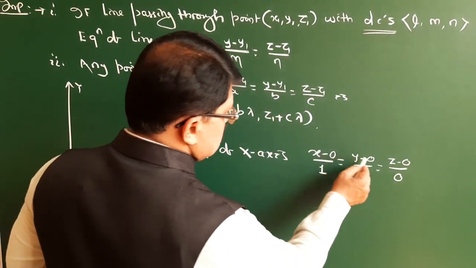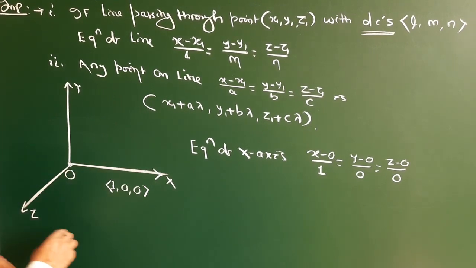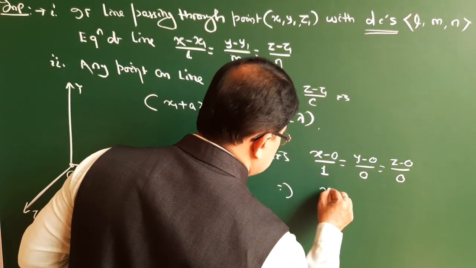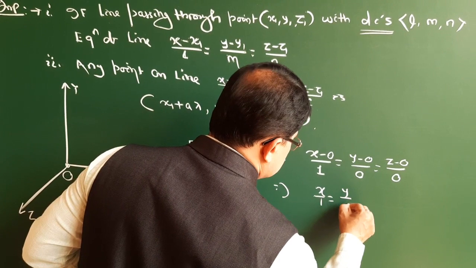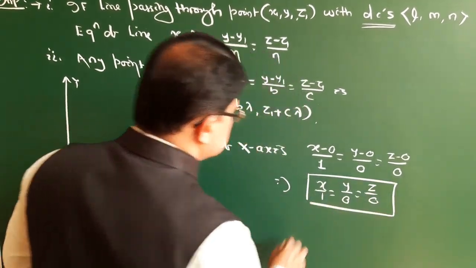Why do you consider 0, 0, 0? Because the x-axis passes through the origin. Understood my point? So no doubt this is x by 1 equal to y by 0 equal to z by 0. So this is the equation of the x-axis.